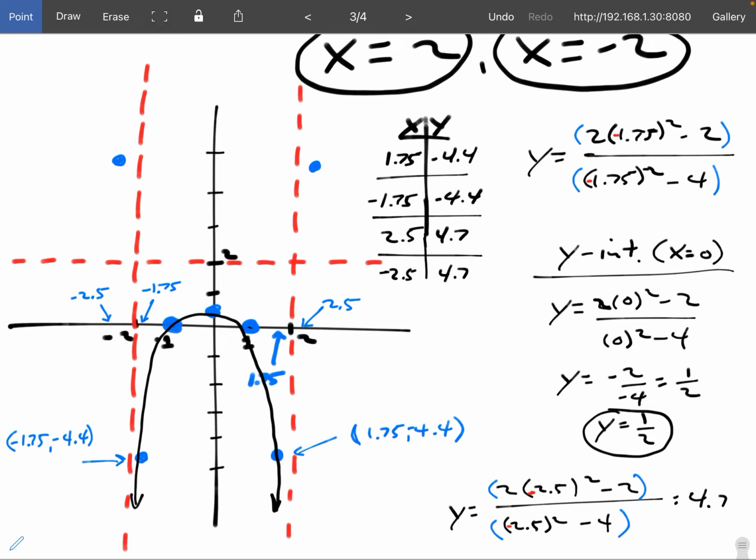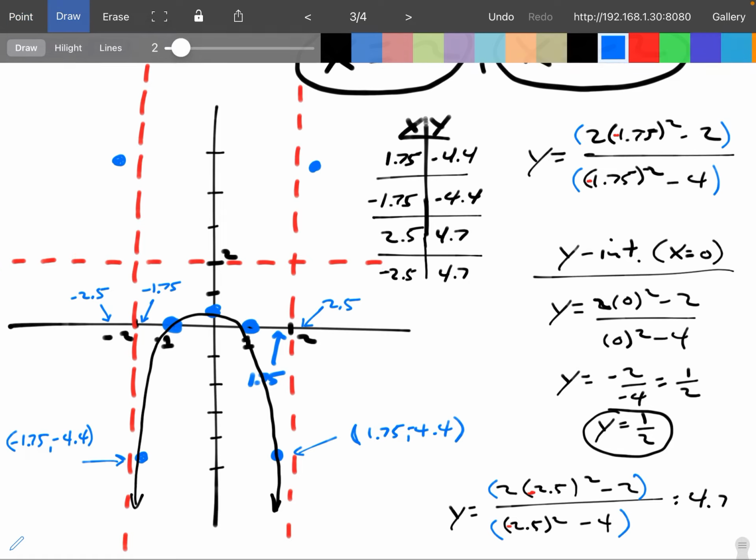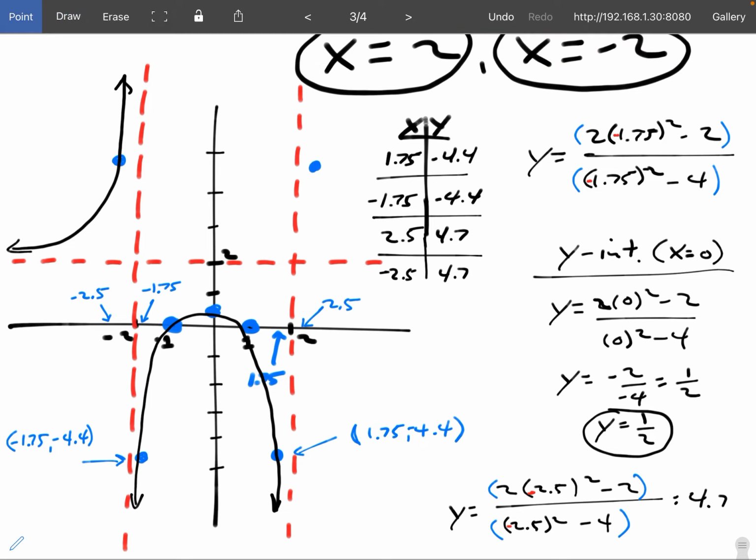So I know that my graph is not going to come down here and cross the x-axis. And in fact, it's not going to cross this horizontal asymptote right here. So that means my graph is going to look like that.